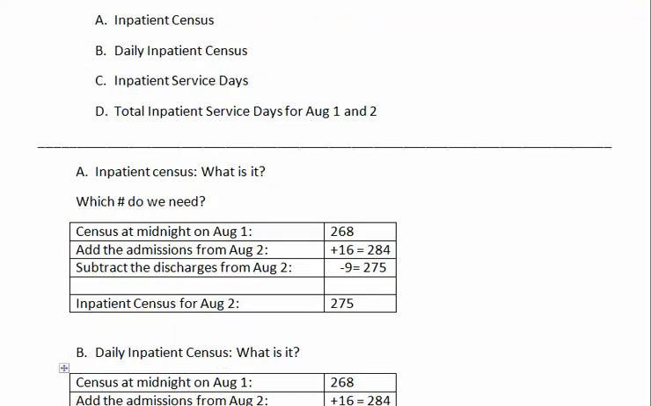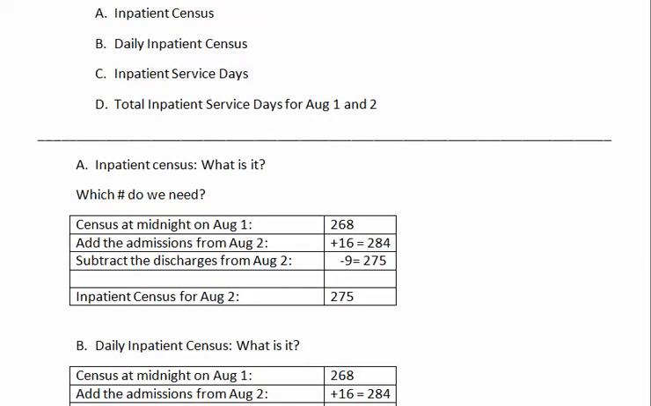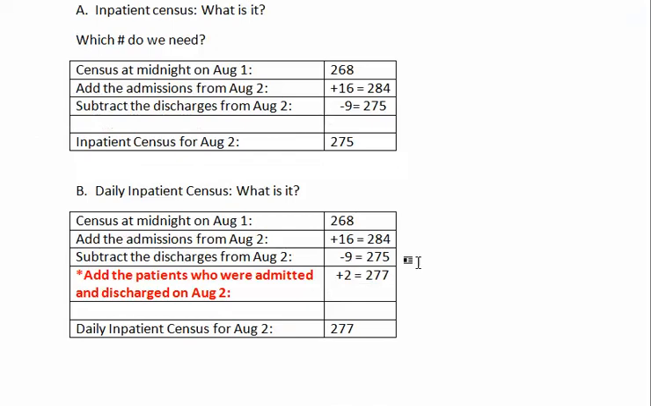So how many did our problem say? 2 were admitted and discharged on the same day. So we've got to account for those 2, and that gives us 277.